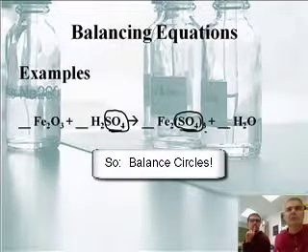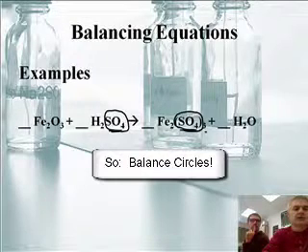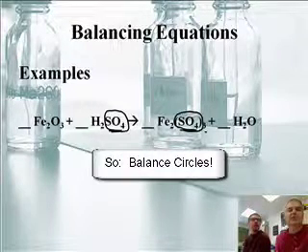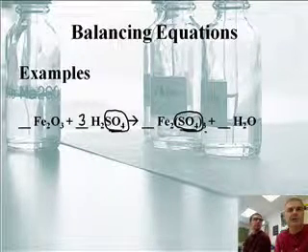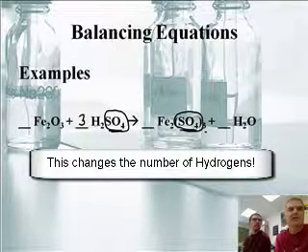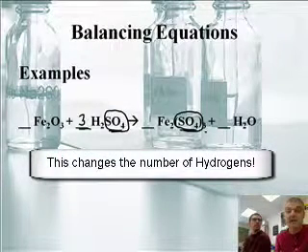So what should we do first? Put a 3 in front of the H2SO4. Why? Because we have 3 circles on the right, we need 3 circles on the left. If I put a 3 here, that's like having 3 circles. That fixes this one, and that makes this have to be a 1, right?